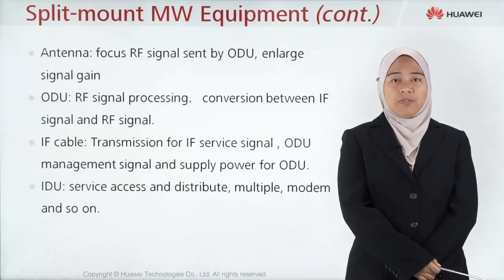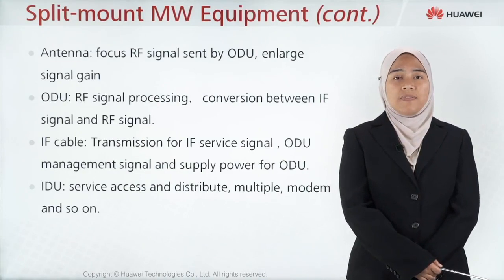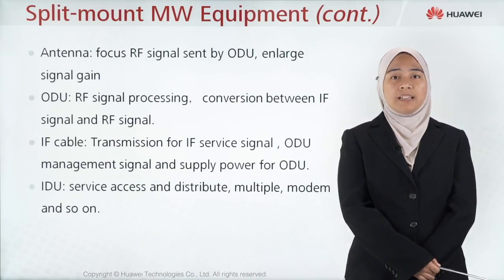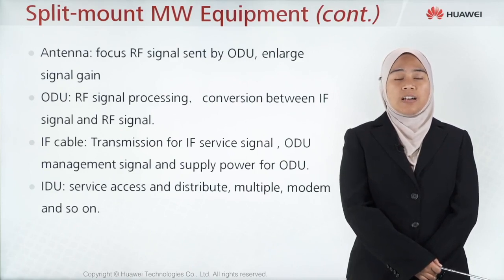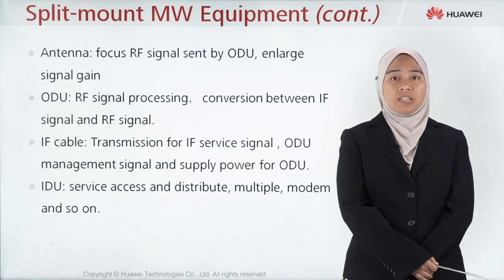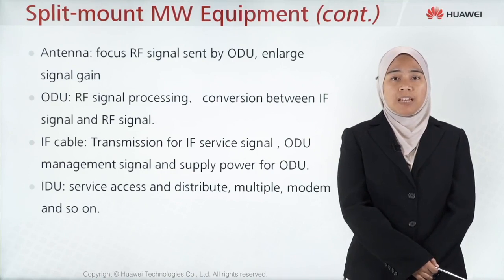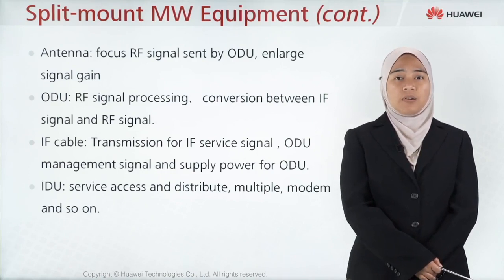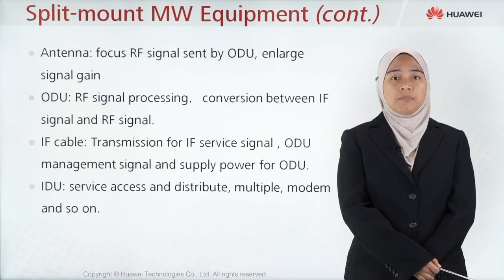The split mount microwave equipment is the focus for the RTI 900 series. The antenna's function is to focus the RF signal sent by the ODU, the outdoor unit, and enlarge the signal gain. The ODU is used for RF signal processing, and conversion between the IF signal and the RF signal. The IF cable transmits the IF service signal, the ODU management signal, and supplies power for the ODU. The IDU, which is the indoor unit, is for service access and distributing to multiple modems and so on.